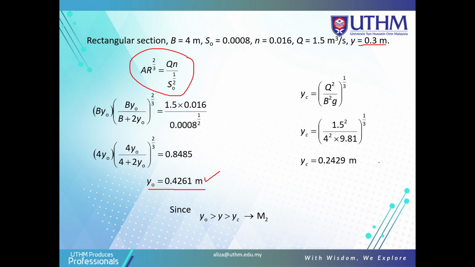Now you get YC. Step 2, you must find YC. YC is based on the rectangular section, so use Q based on B. You get YC is 0.2429. So Y naught is 0.4, which is more than Y, which is 0.3, and Y is more than YC. Based on this profile, you get the M2 profile.